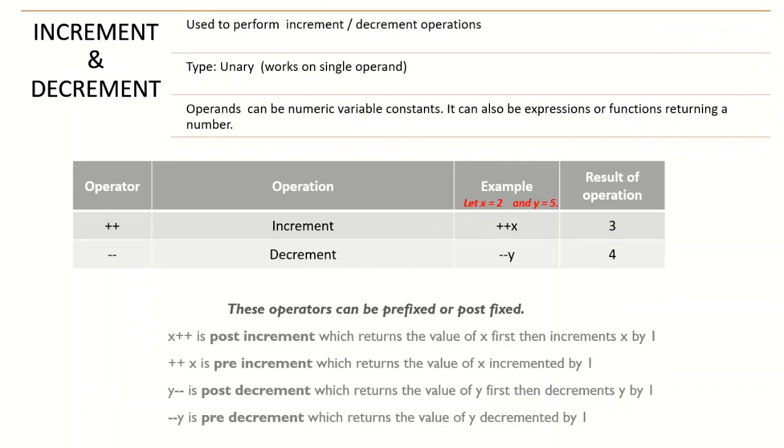Increment and decrement operations. These are used for performing increment or decrement operations. Its type is unary, that is it will work on a single operand. The operands can be numeric variables or constants. It can also be expressions or functions returning a number. These are the operators plus plus and minus minus. Plus plus for increment and minus minus for decrement operation.